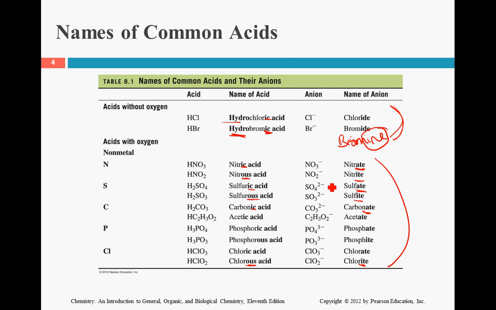Also, notice sulfate here is a -2 charge. That means they needed 2 hydrogens. So whatever charge you have, you're going to need that many hydrogens. Phosphate and phosphite are a -3 charge. That means you needed 3 hydrogens.